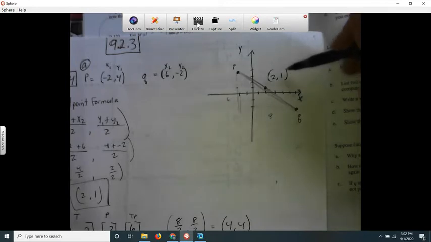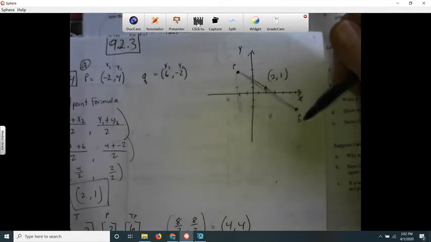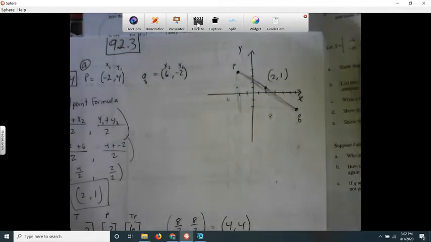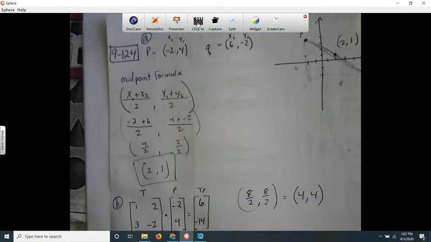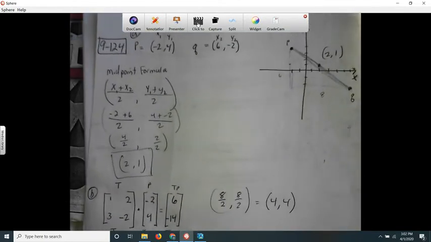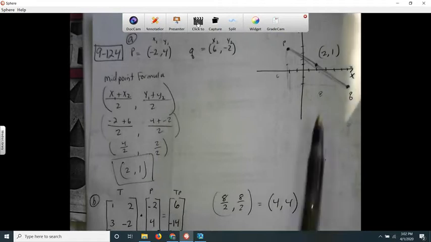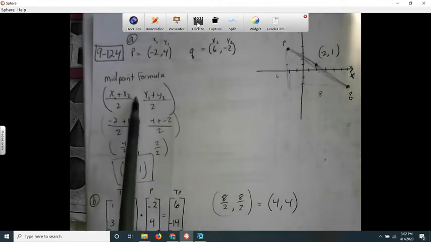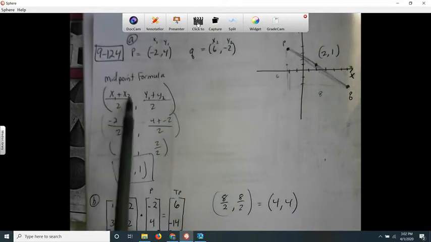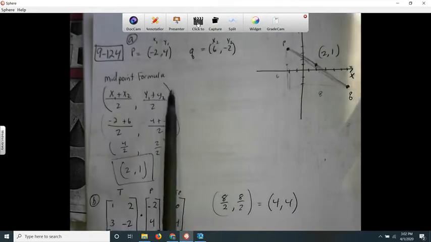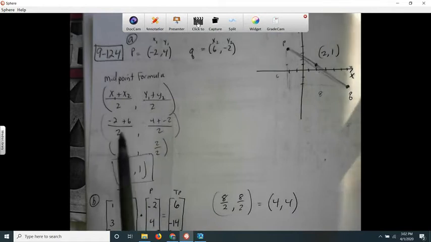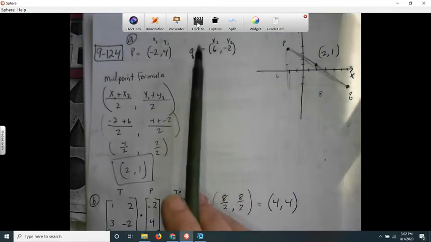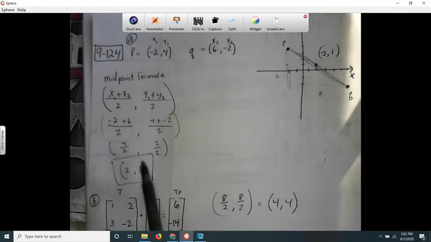That's the midpoint of this line segment, but I want to remind you that there's a formula for that, the midpoint formula. You might remember that if you took Algebra 2 or something. You just add the x's and divide by 2. It's like the average or the mean of the x's, and then you add the y's and divide by 2. And so I just worked it all out so you can see how to do the math.